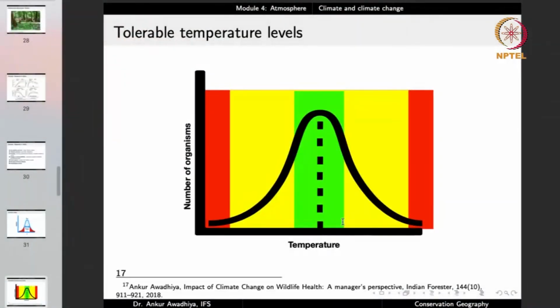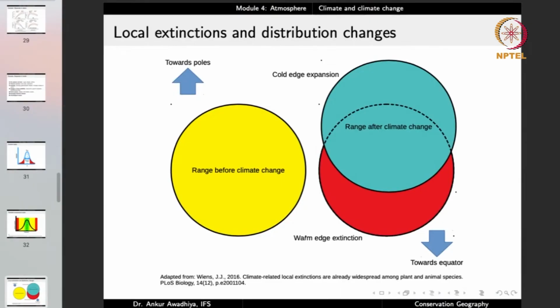But the wildlife do not have this option. We cannot install air conditioners, we cannot install heaters in the forests. And so in the case of a large number of wildlife, they do not have any option and they just die off. If we make a plot between the temperature and the number of organisms that can be sustained in those temperatures, in this green zone we will find a large number of species, but when the temperatures become more and more extreme, the habitat will be able to support a lesser number of species. And because of this as well, our threatened species are becoming even more threatened. We are observing local extinctions and changes in the distribution.